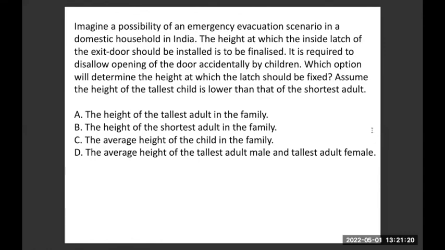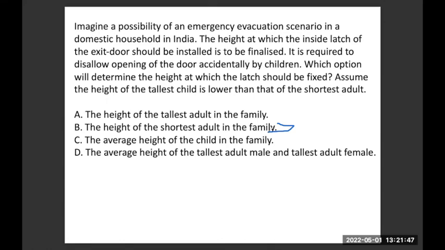Okay. In this case, the correct answer is option B. One has to consider that of the shortest adult because the door cannot be opened even accidentally by children, but it has to be opened by the adults for sure. So while I am fixing the latch, I cannot consider the tallest adult because the shortest adult won't be able to open that door in case of an emergency.